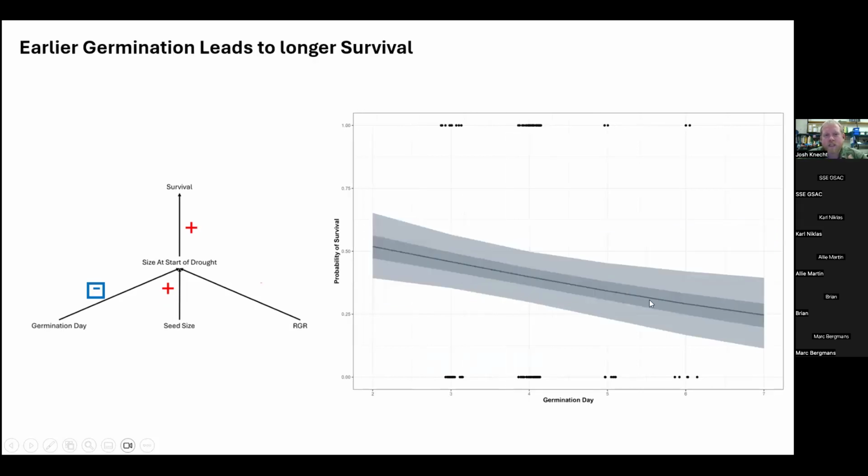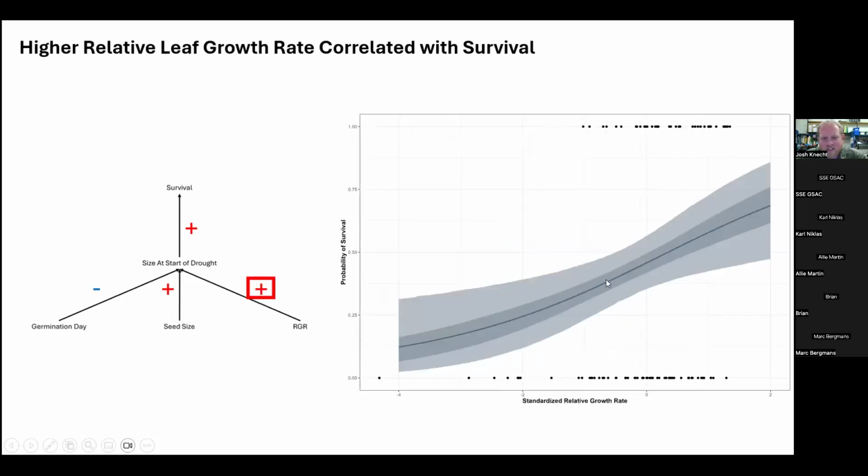Germination day did have a negative relationship with survival, so plants that germinated earlier were bigger and survived longer. And then I just think this is so cool. The relative growth rate had a really strong correlation with survival through size. So plants that grew faster were stronger, were bigger, and survived longer.